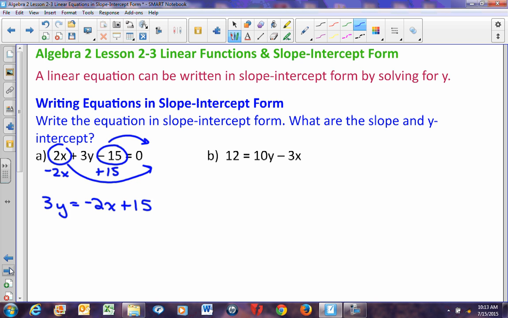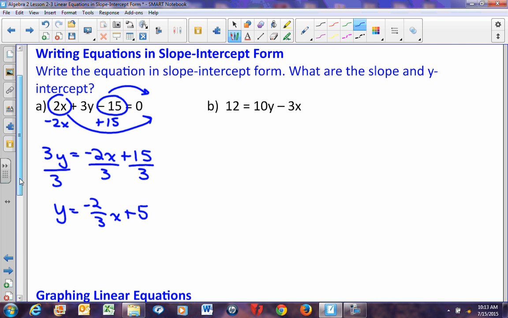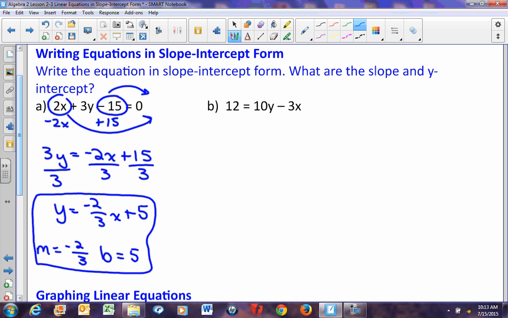Now I need to solve this for y, so I need to divide everything by 3. So y equals -2/3 x plus 5. So it's now written in y equals form, so I can easily tell my slope and my intercept. My slope is whatever comes in front of x, which in this case is -2/3. My y-intercept is whatever comes after x, which in this case is 5. And the slope is -2/3, the y-intercept is 5, and my equation is y equals -2/3 x plus 5.